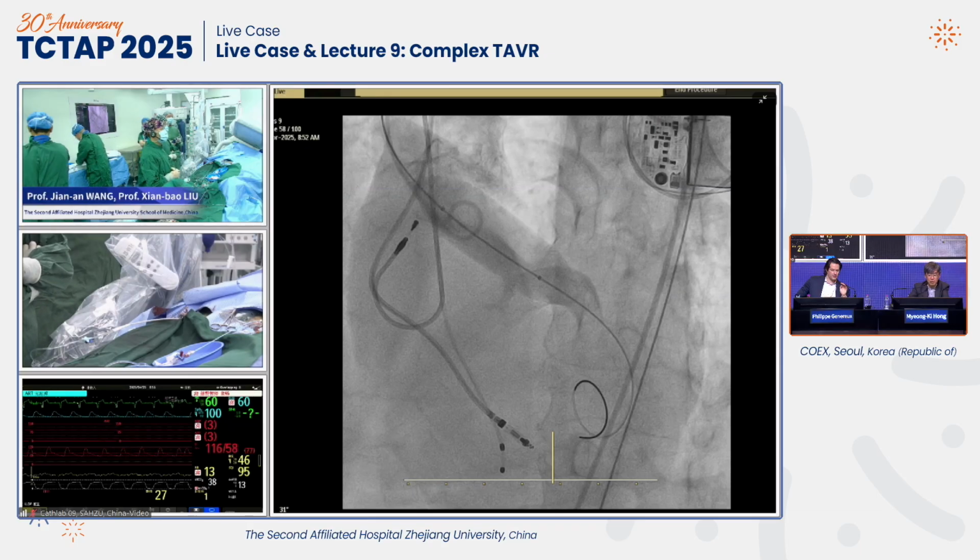So Evolut Pro 29, right? Yes. Do you agree with that? Yeah, it sounds very reasonable. I think that's a great choice. And where are you going to place the valve? What is your strategy in terms of the depth of the implant?